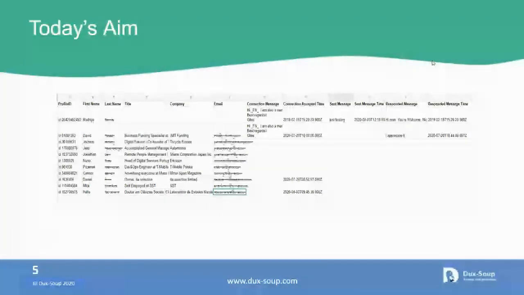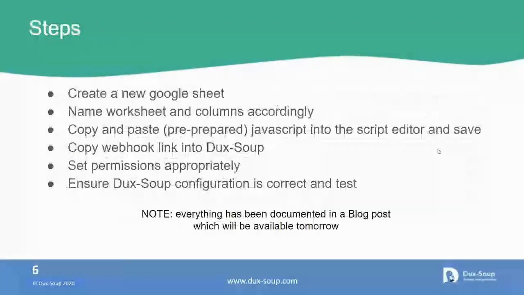Basically what we're looking to do is populate a spreadsheet where we capture all of this data: a profile ID, first name, last name, job title, company, email address, and then the connection message that you've sent, the timestamp of when the new prospect has accepted your invitation, any message that you've sent as well, and then if you've received a response, the text of that message and the timestamp associated with it. So that's what we're looking to do today from a very high level.